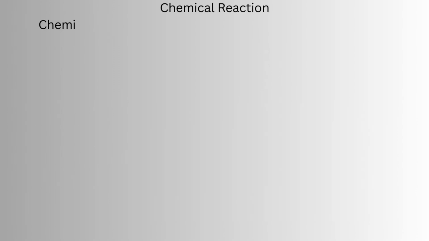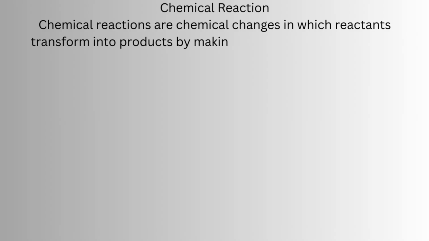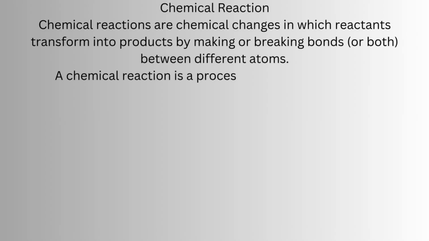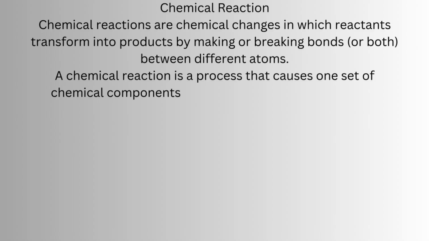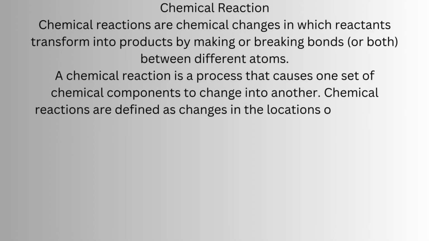A chemical reaction is a process that causes one set of chemical components to change into another. Chemical reactions are defined as changes in the locations of electrons in the formation and breaking of chemical bonds between atoms, with no change in the nuclei, and are described using a chemical equation.